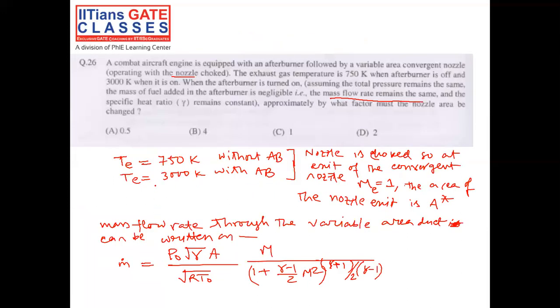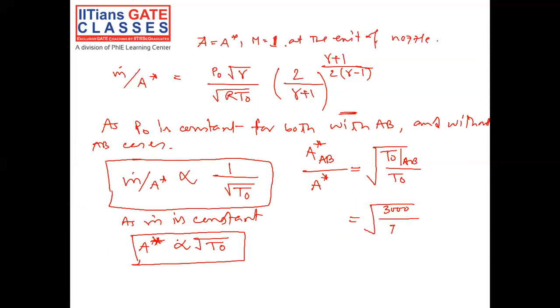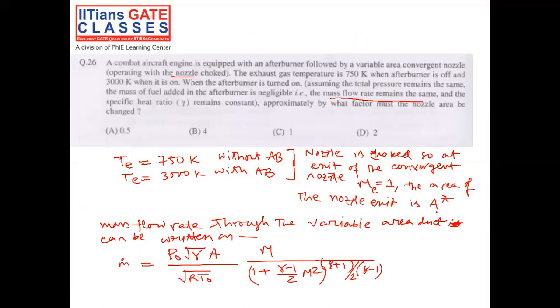So T without afterburner is 750. So this will come as 2. So you have to increase the area of the nozzle by a factor of 2. So by what factor must the nozzle area be changed? You have to increase it by a factor of 2.